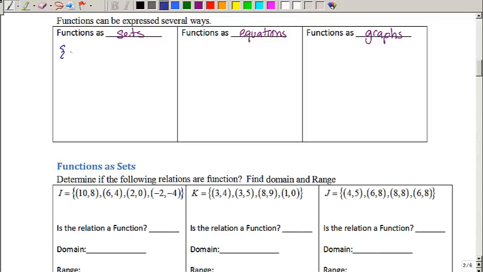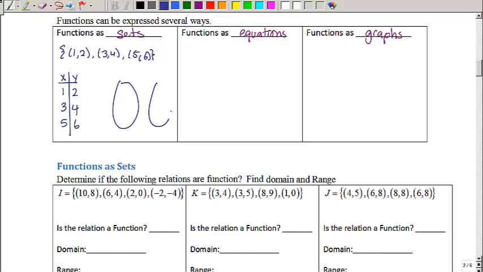A function as a set might look like a list of ordered pairs. For example, (1, 2), (3, 4), (5, 6). That same function could also be written in a t-chart. 1 is being mapped to 2, 3 is being mapped to 4, 5 is being mapped to 6. We can write x and y here, because often our domain we label as x, and often my range we label as y. Or the other way we can express functions as a set is using our domain and my range to show the mapping visually. I guess that should be a 6 if I'm using the same function.